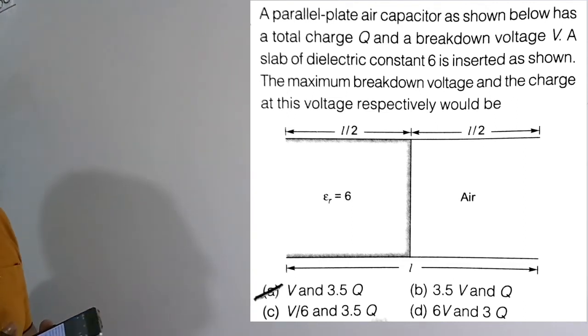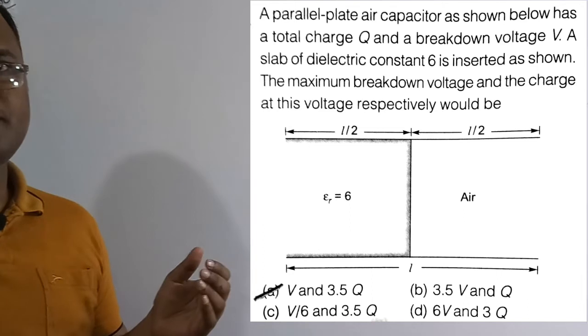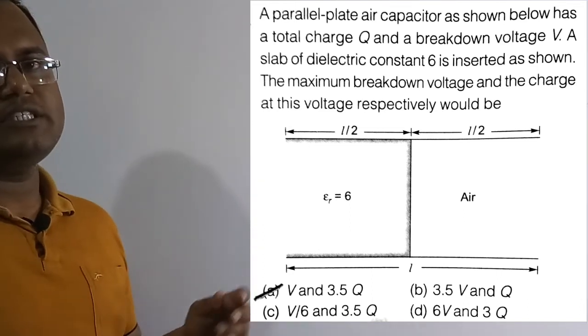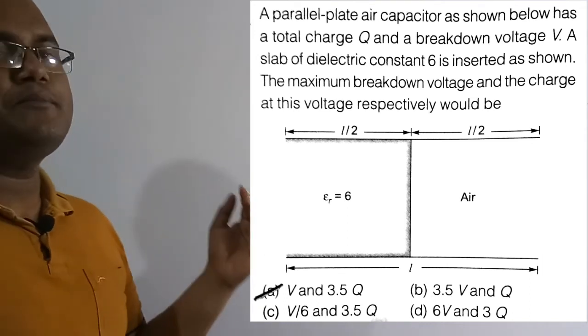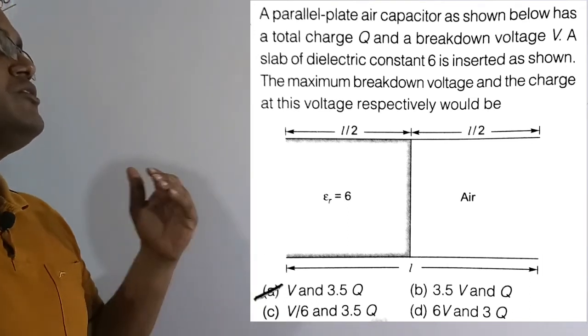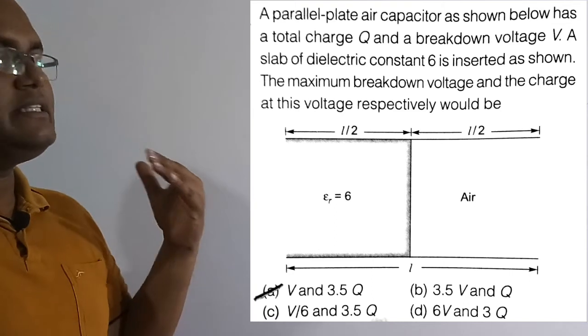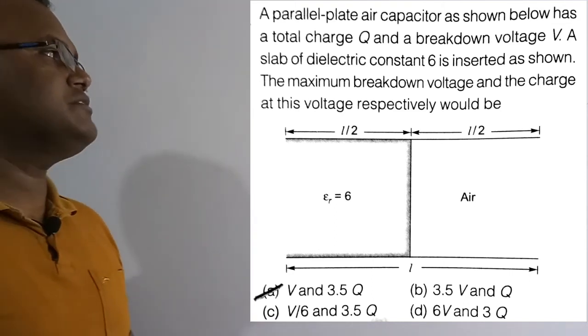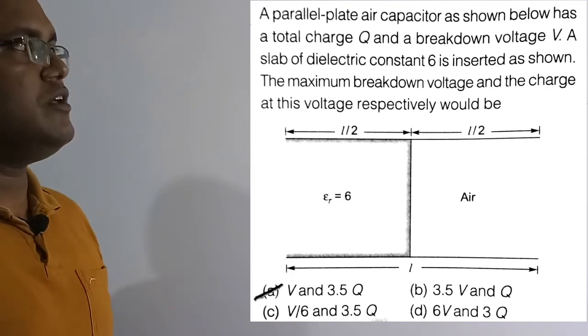Basically, in this question they have given a parallel plate capacitor, and they are going to insert a slab of dielectric constant 6. Then we need to compare the net amount of charge and the maximum voltage with the previous case. Out of these 4 options, option A is the correct solution of this question. So let's solve this numerical.